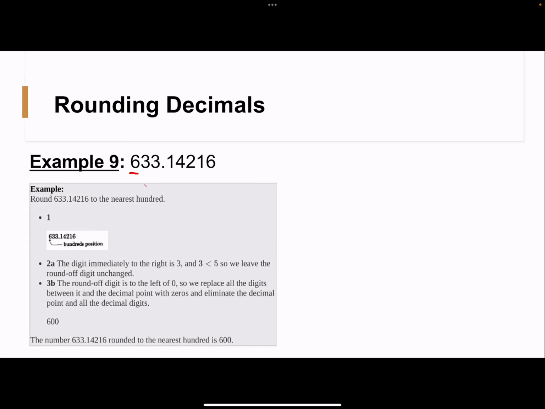So you look to the immediate right and check that number out. If that number is 4 or less, then that number 6 stays the same. All other digits become zeros. So that 6 is going to stay the same, and all these become zeros. We don't need to write 600.00. So if I rounded that to the nearest 100, my answer would be 600.